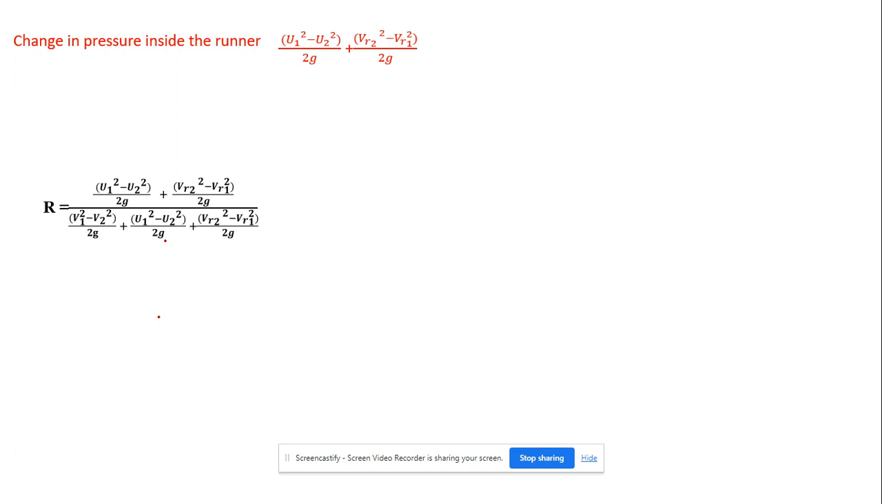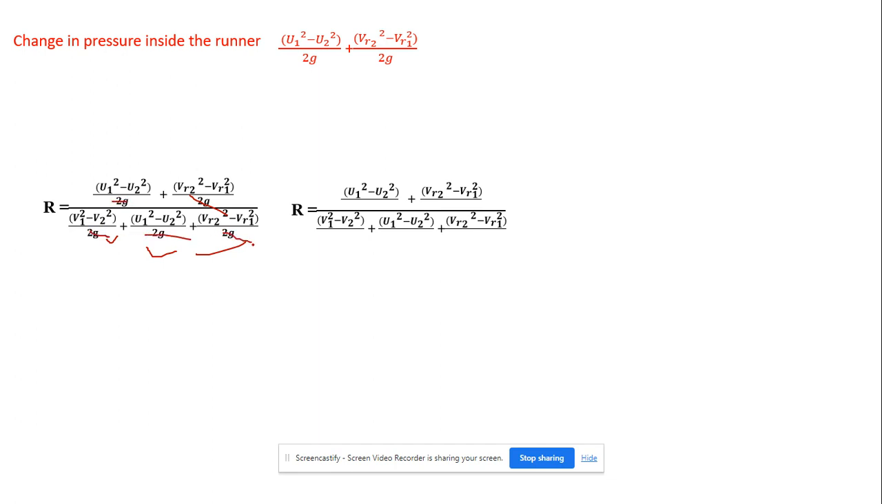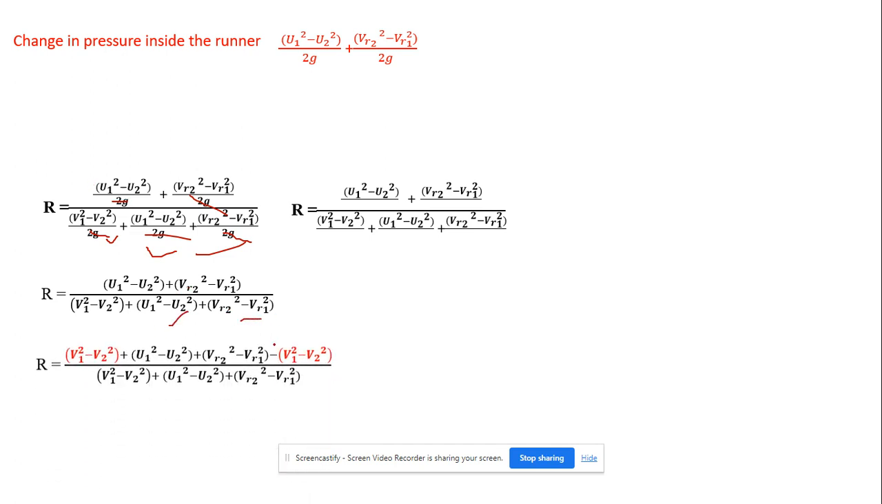For a reaction turbine, the degree of reaction is the change in pressure energy by the change in total energy, nothing but kinetic energy plus pressure energy. We cancel all the 2Z. We got the final equation: U1 square minus U2 square, VR2 square minus VR1 square, V1 square minus V2 square, U1 square minus U2 square, VR2 square minus VR1 square.